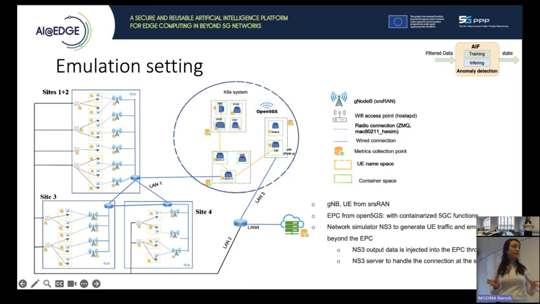The gNodeBs and UEs were deployed using srsRAN, with the EPC as the core function, because we are in 5G non-standalone. The EPC comes from the Open5GS system. For replaying the data, we used NS3 to generate the UE traffic, in a client-server architecture. The traffic was generated at the UE and passes through the EPC to arrive at the server.